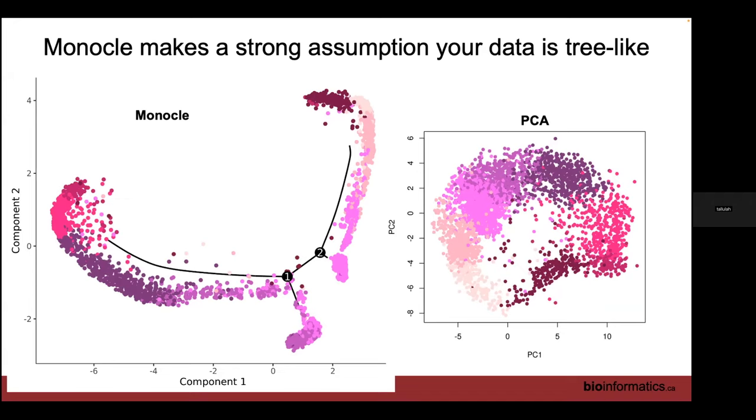Monocle makes a very strong assumption that your data is tree-shaped. So it will make your data tree-shaped, no matter what. This data was a circle, now it's a tree, because Monocle says your data is a tree. If your data is a tree, sure, Monocle will find that tree really well. But if it's not a tree, it's now a tree.